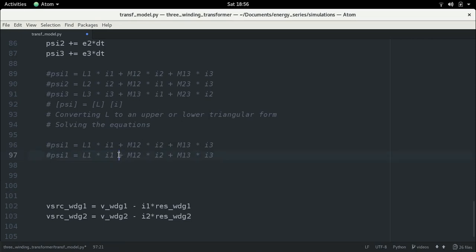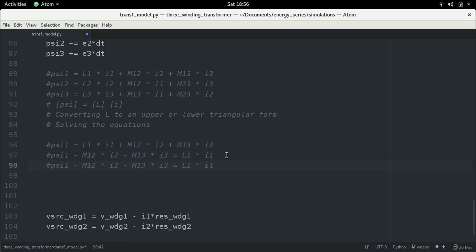So what that means is I'm going to copy this, paste it here, and since I'm taking it to the other side, I have to change the sign. And the same goes for here as well. I'm going to cut this out and paste it here, right? And as always, I have to change the sign because I'm taking it to the other side. So now that we have this, let me copy it and bring it over here.